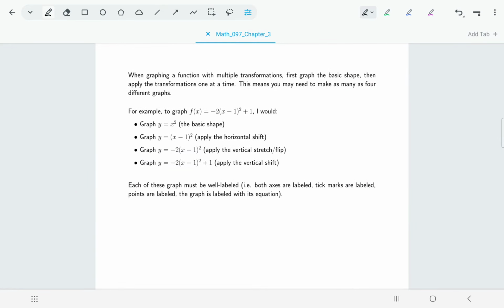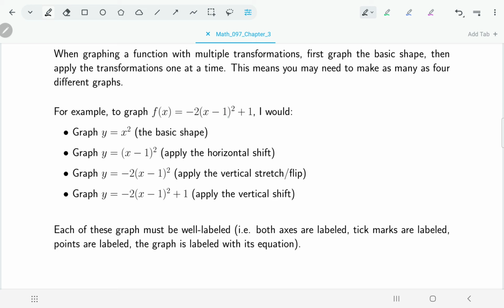For something like this function, negative 2 times (x minus 1) squared plus 1, I first have to recognize that the basic shape is an x squared function, so I would need to graph that. And for my transformations, I have a shift to the right by 1, I have a vertical stretch and flip, I have a shift upwards by 1. So after I draw my basic shape, I would take it and go 1 to the right. Once I've done that, take that and transform it by stretching it and flipping it. And once I've done that, go one step further and shift everybody upwards by 1.